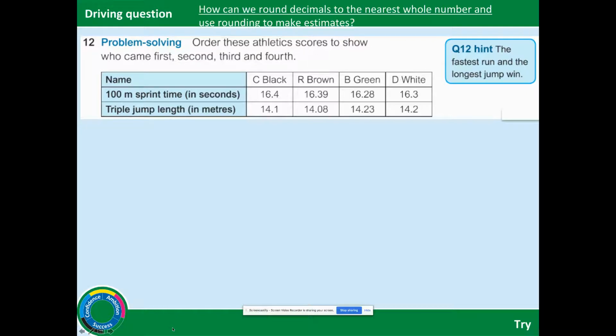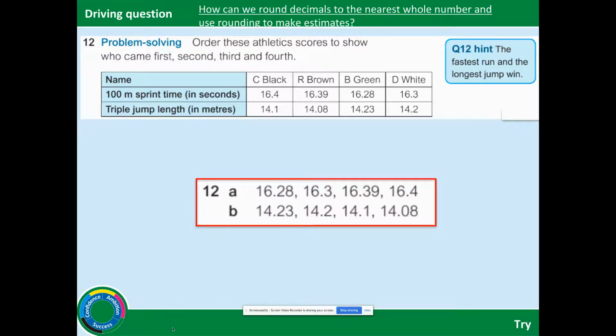Okay, let's go through the answers. Part A, the sprint times. You should have 16.28 seconds, 16.3 seconds, 16.39 seconds, and 16.4 seconds. If you look at the tenths column, we have 2 in the column for our quickest time, and we have 4 in our tenths column for our slowest time. So part B, you're looking for the longest jump first, 14.23. Second is 14.2. Third is 14.1. And fourth is 14.08. Okay, give yourselves a tick or correct any errors, and we'll look at the next slide.